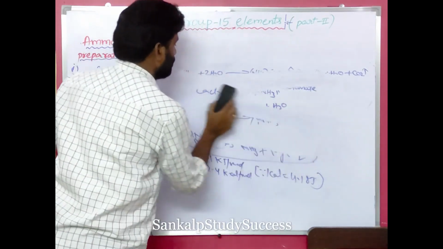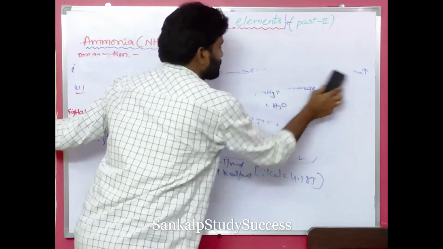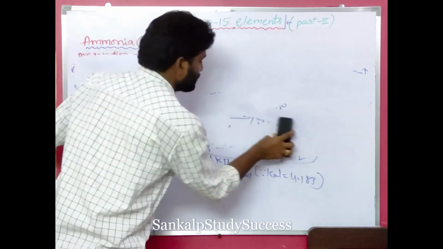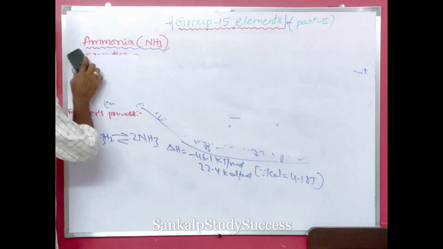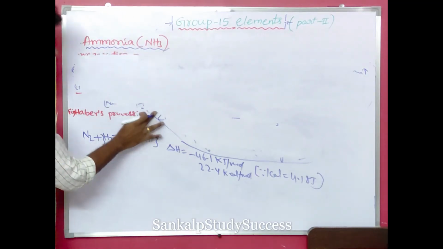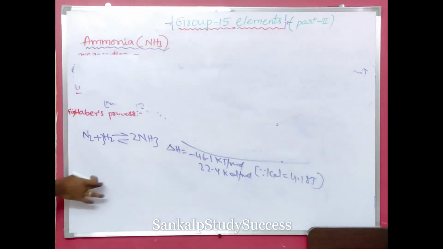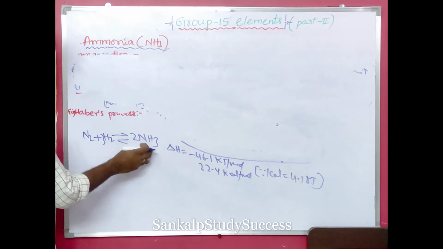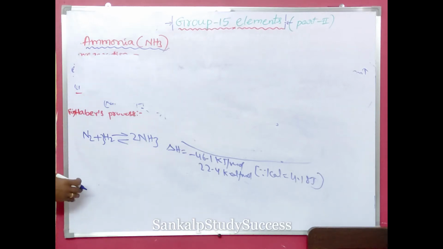In this method, what are the optimum conditions? According to Le Chatelier's principle, this is an exothermic reaction. For an exothermic reaction, low temperature is favorable. For production of a large amount of ammonia, the forward reaction is favorable, and for the forward reaction, high pressure is also required.